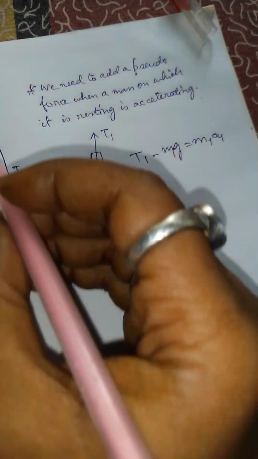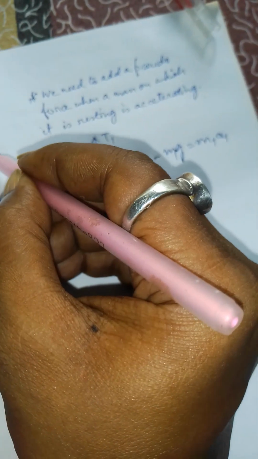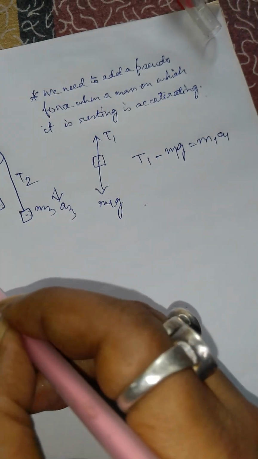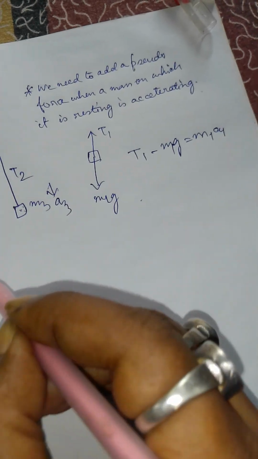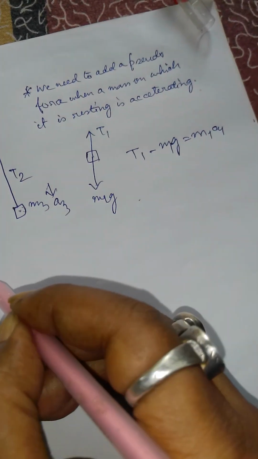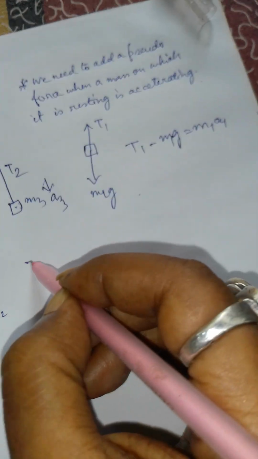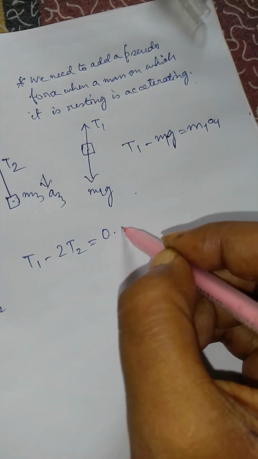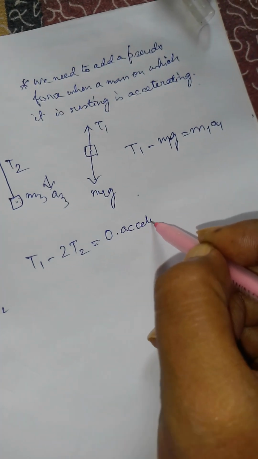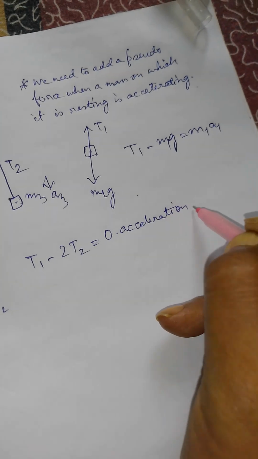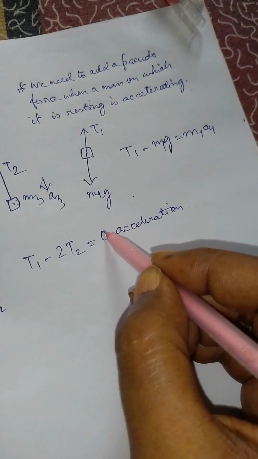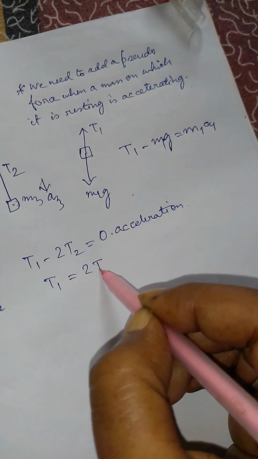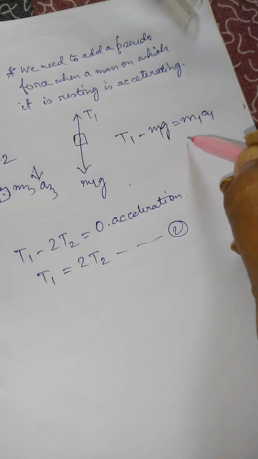Okay, now this pulley is massless, so if we draw the free body diagram of this pulley, there is T1, here is T2, here is T2, so we get T1 minus 2T2 is equal to 0 times acceleration. Because the massless pulley is an assumption, so mass is 0, which implies T1 equals 2T2. So we get another equation.